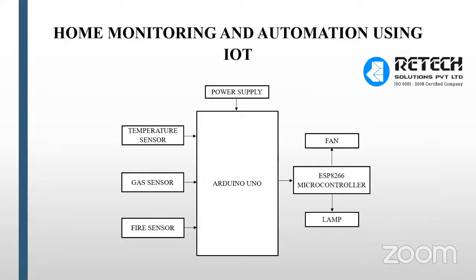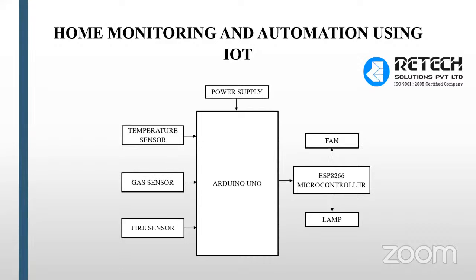This is one project, like a mini project or major project for engineering students: home monitoring and automation using IoT. Here I am using two microcontrollers. Why? The ESP8266 microcontroller has only one analog to digital converter. So I am using Arduino Uno as the main microcontroller.